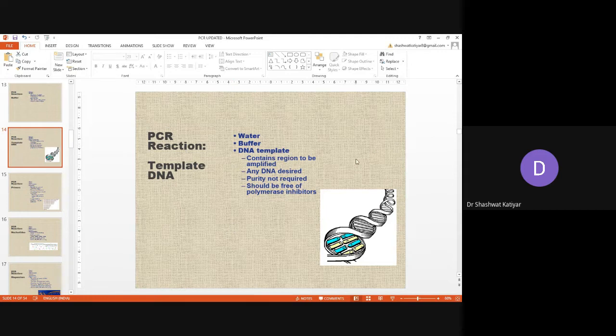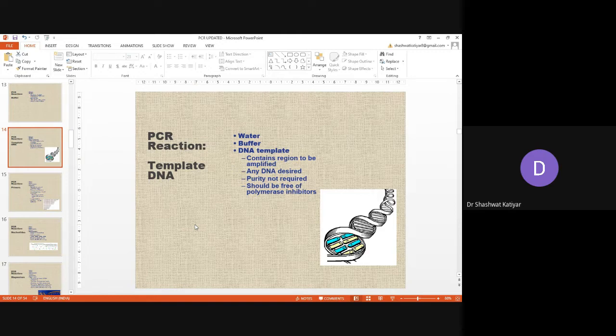So the region which you want to amplify, or any desired DNA sequence that you have to amplify with PCR, the purpose is to make many copies of a particular gene with the help of PCR and with the help of cloning. There are two things. If you want to isolate a particular gene sequence, then you have to amplify it. Better, you have to use cloning for that purpose.